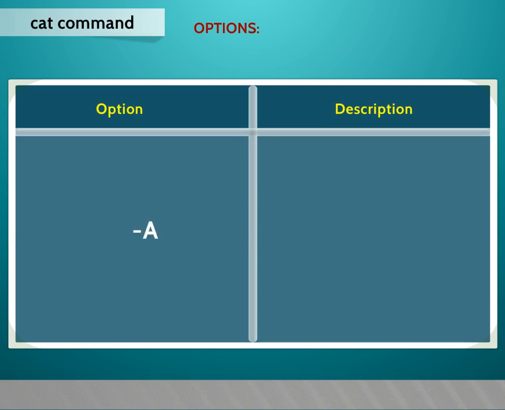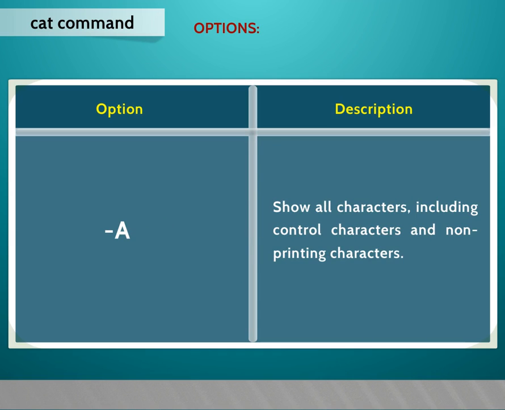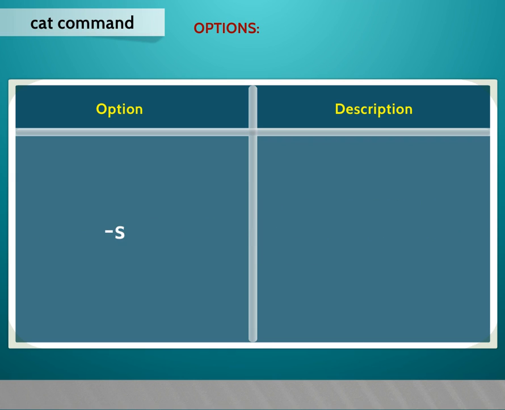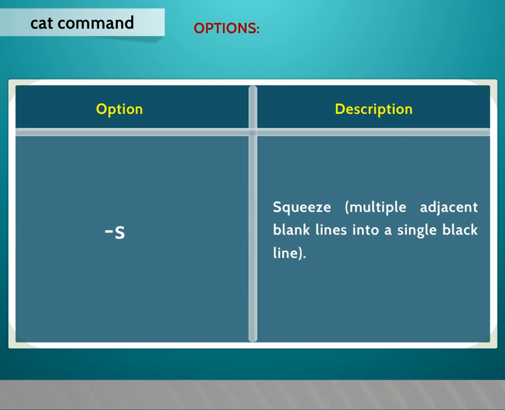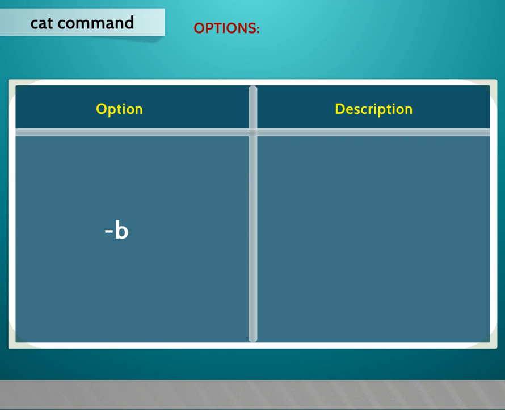Options. -A: show all characters including control characters and non-printing characters. -s: squeeze multiple adjacent blank lines into a single blank line. -b: number each non-blank line of output.